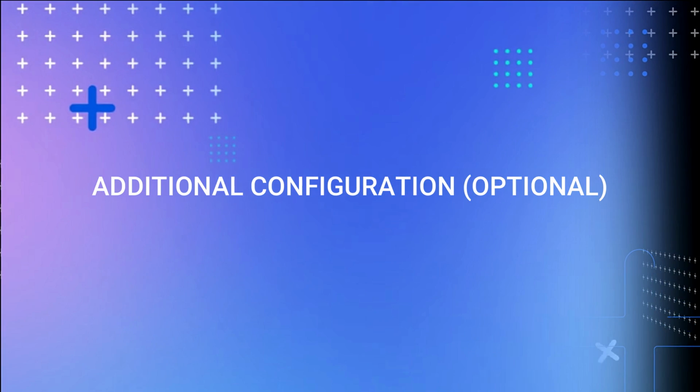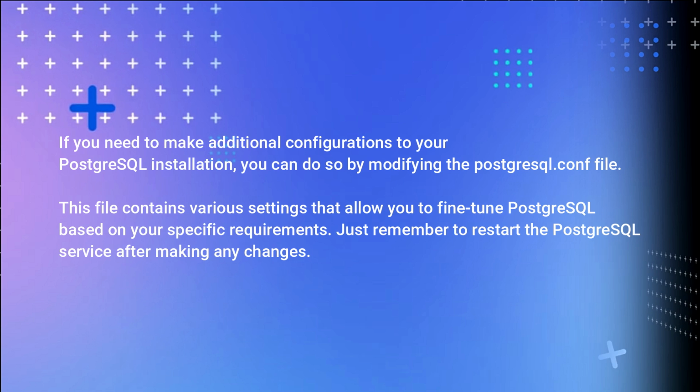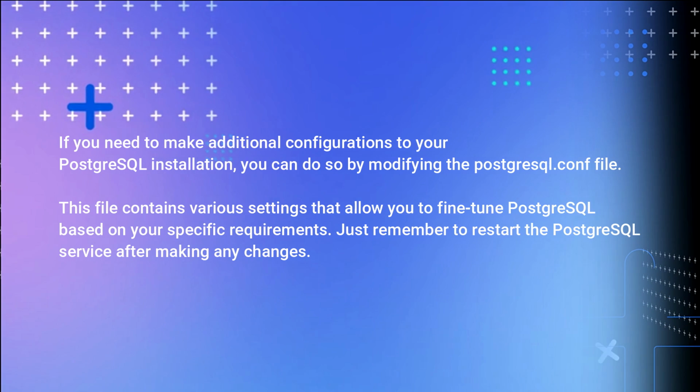Additional configuration, optional. If you need to make additional configurations to your PostgreSQL installation, you can do so by modifying the postgresql.conf file. This file contains various settings that allow you to fine-tune PostgreSQL based on your specific requirements. Just remember to restart the PostgreSQL service after making any changes.